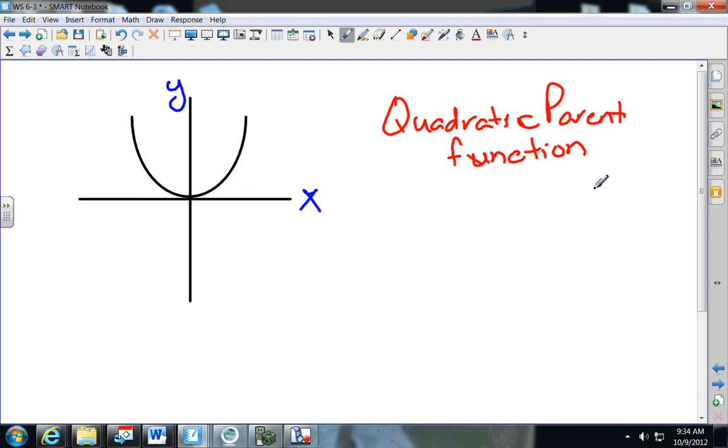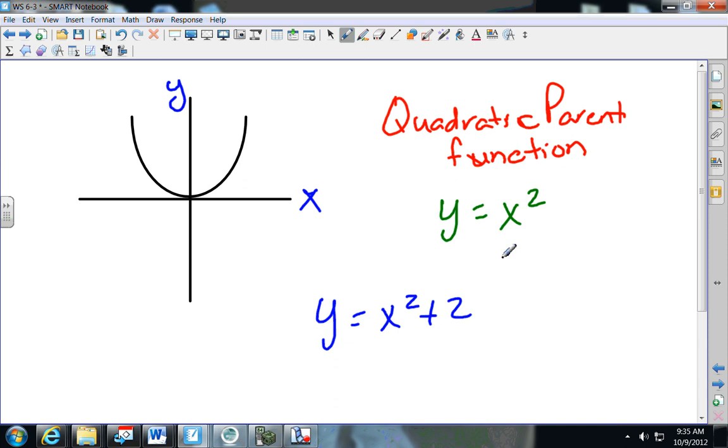Quadratic parent function. That is y equals x squared. That is the simplest form of a quadratic function. Everything is going to come off of that. Okay? When we have other equations that'll say y equals x squared plus 2.